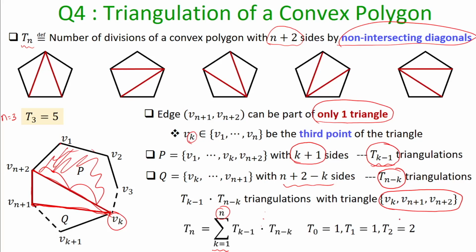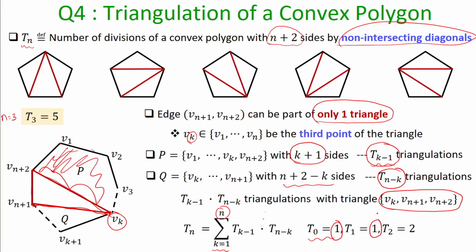And your initial conditions will be this: T of 0 is 1. T of 0 means the number of triangulations for a two-sided convex polygon. Well, a two-sided convex polygon can't be divided or triangulated, so no way of triangulating, which I am denoting as one way. T of 1 means the number of ways of triangulating a convex polygon of three sides, namely the triangle, and the triangle itself is the triangulation of itself, so there is only one way.